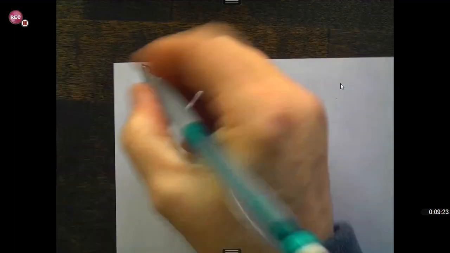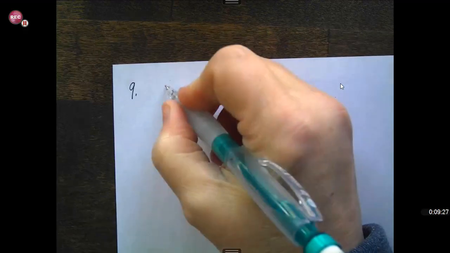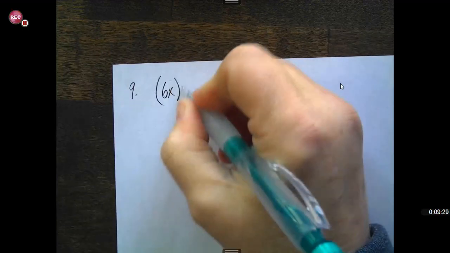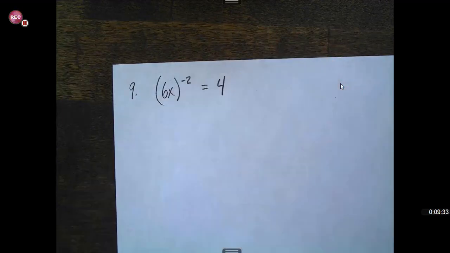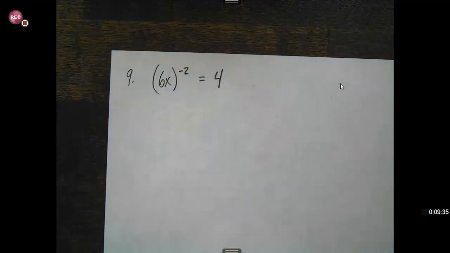Number 9. 6x all to the negative 2 equals 4. And you have to look at these problems and say, okay, is this the problem where I match the bases, or is this the problem where I get rid of that exponent? And it's the second type. Okay, x is not in the exponent. It is in just where regular down there where it's supposed to be with the 6.